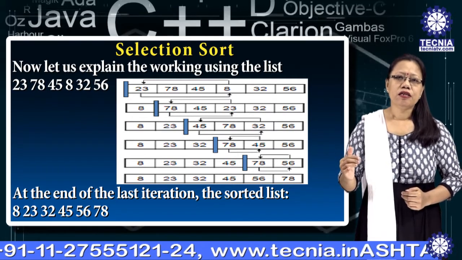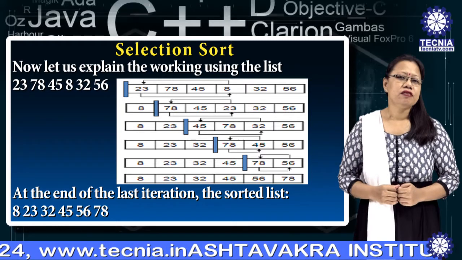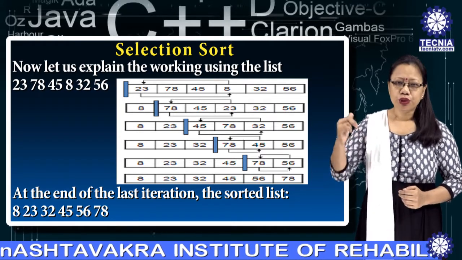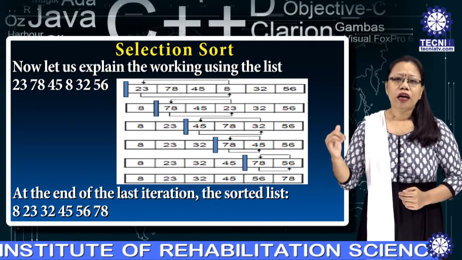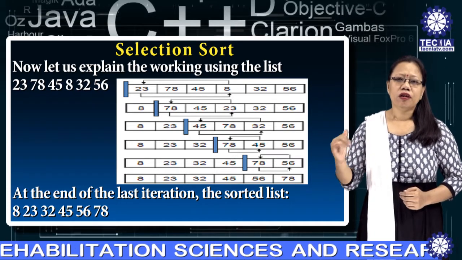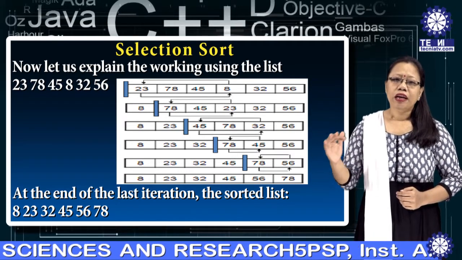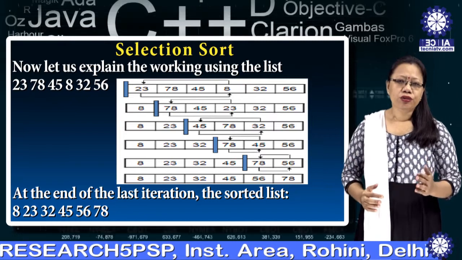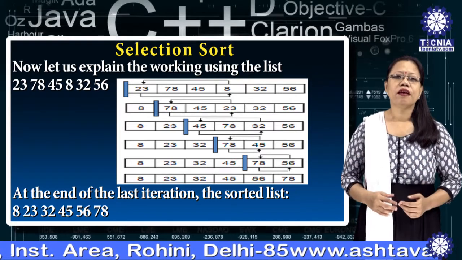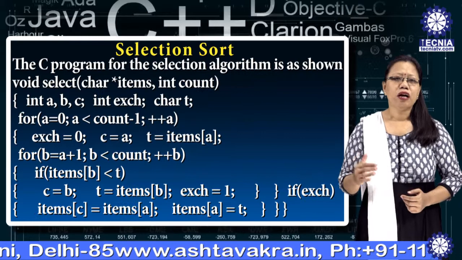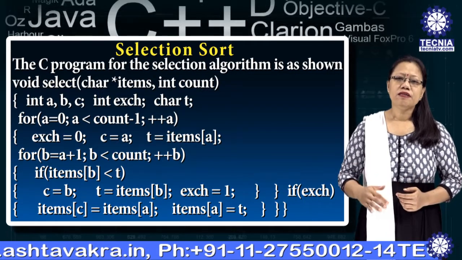The given list after applying the selection sort steps is shown, and at the end of the last iteration, the sorted list will be 8, 23, 32, 45, 56 and 78. The C program for the selection sort algorithm is as shown.